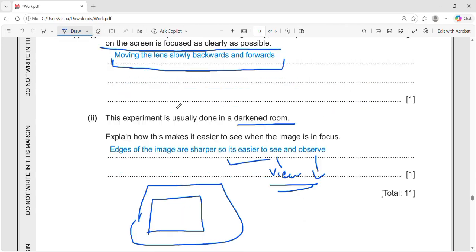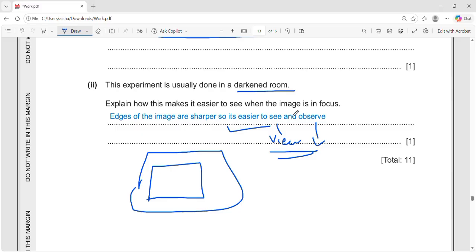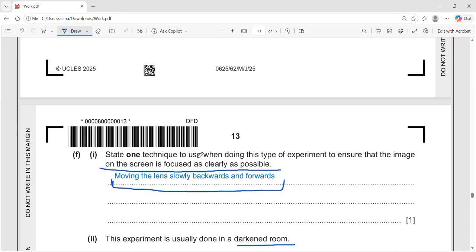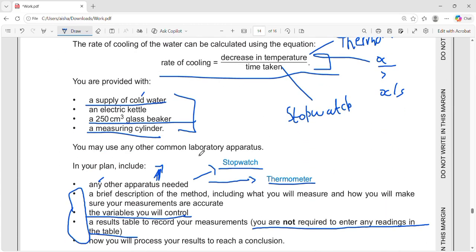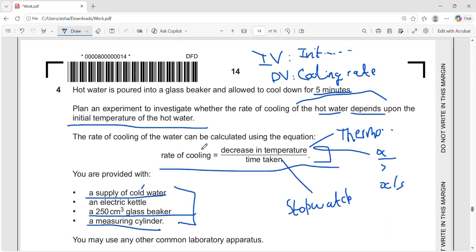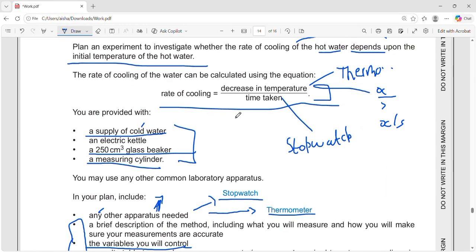So yeah, explain how this makes it easier to see when the image is in focus. Okay, in a darkened room, like when it's really less light, for example, you have an image here, then you're in a darkened room. The edges of the image are easier to view and observe because the edges of the image are sharper. So that's why.